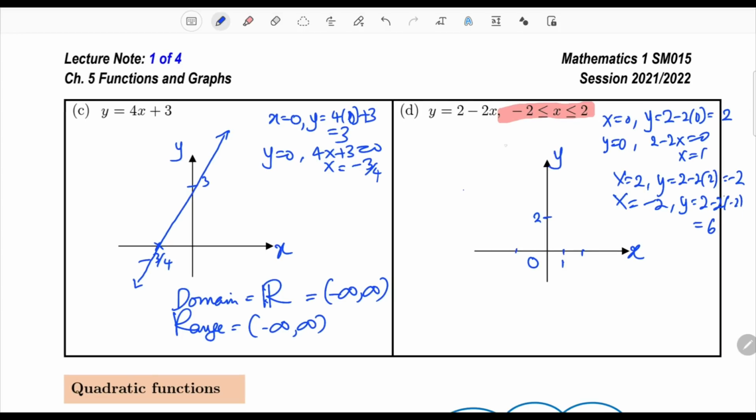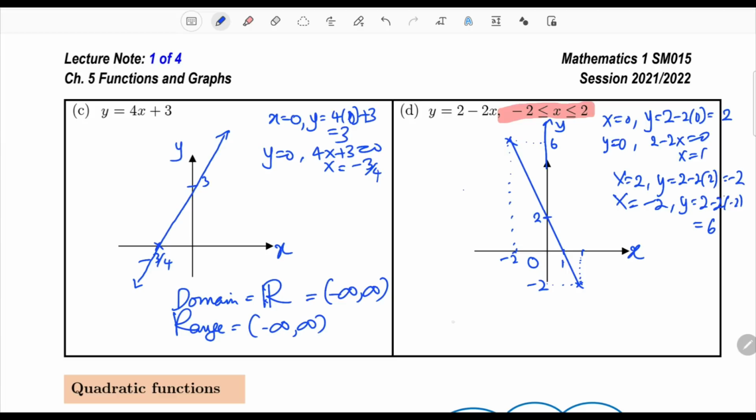So let's sketch it. Use your ruler. Somewhere, something like this. So this is your 2, this is negative 2, and this is your negative 2. Somewhere here you get 6. Okay, so pull up your y-axis. So this is your 6.